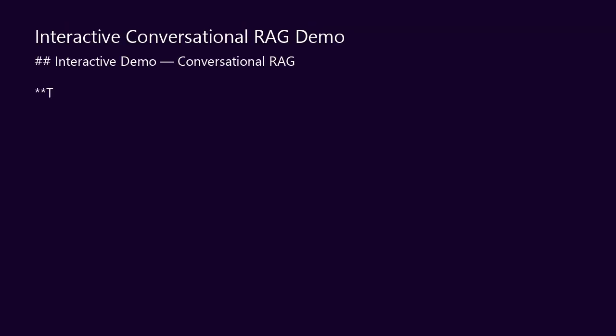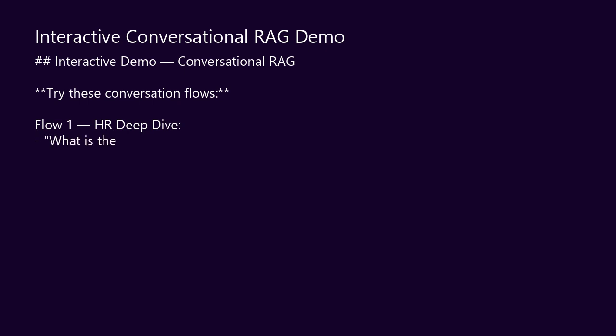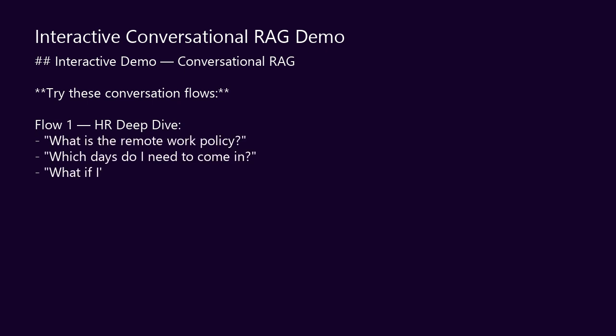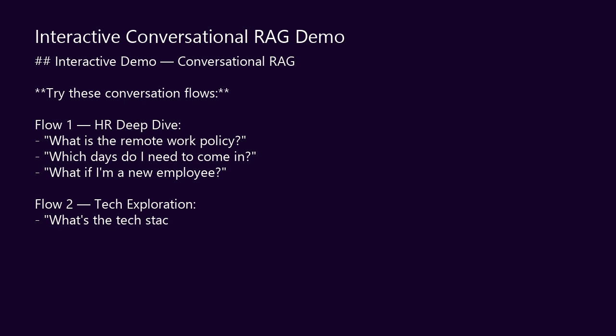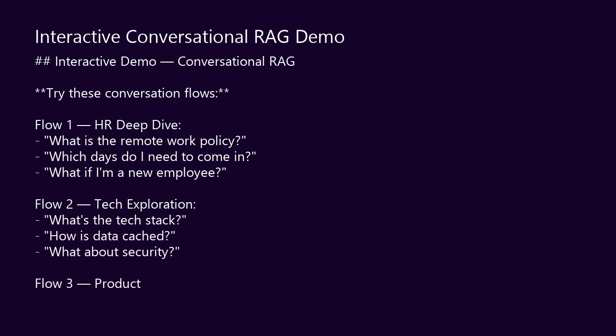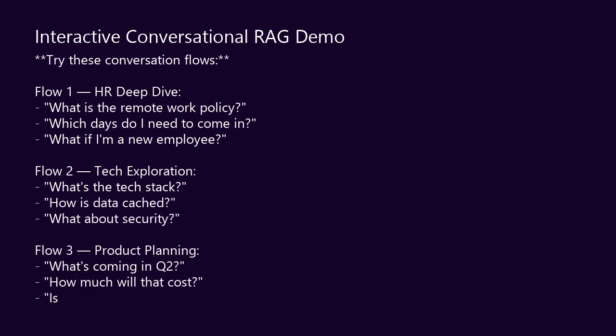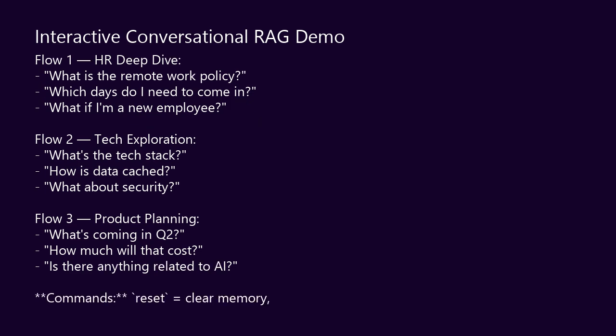Let me put this all together in an interactive demo. This time, the chatbot remembers everything you say. You can ask follow-ups, reference previous answers, switch topics, and come back to earlier questions. Try it yourself. Start with any topic from the handbook, tech docs, or product roadmap. Then ask follow-ups. Test the memory. Type reset to clear the conversation and start fresh. Type quit to exit.